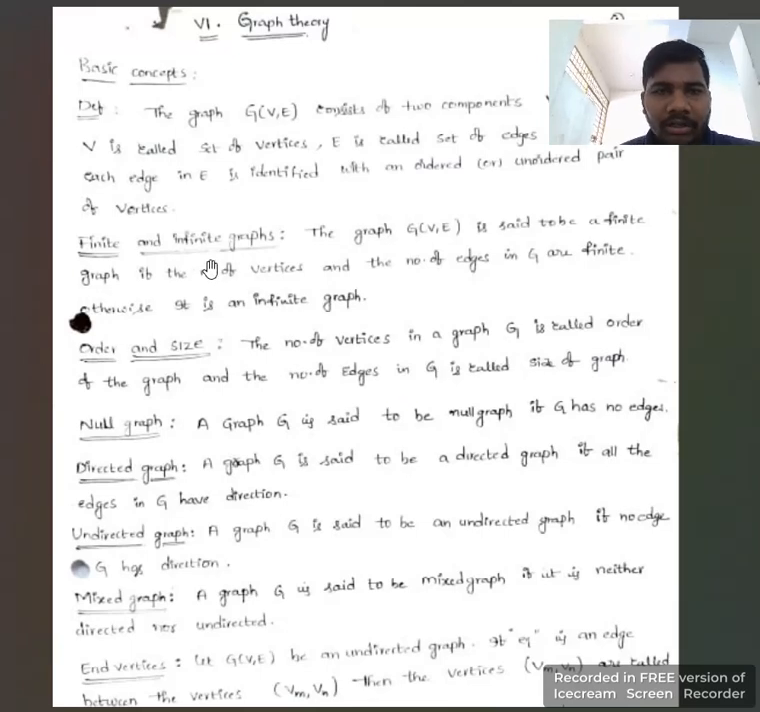This is the order and size of the finite and infinite graphs in graph theory. The graph G of vertices comma edges is said to be a finite graph if the number of vertices and the number of edges in G are finite. Otherwise, it is an infinite graph. Here we consider two graphs: one is a finite graph and another one is an infinite graph. The number of vertices and the number of edges in the graph G are finite; otherwise, it is an infinite graph in graph theory.